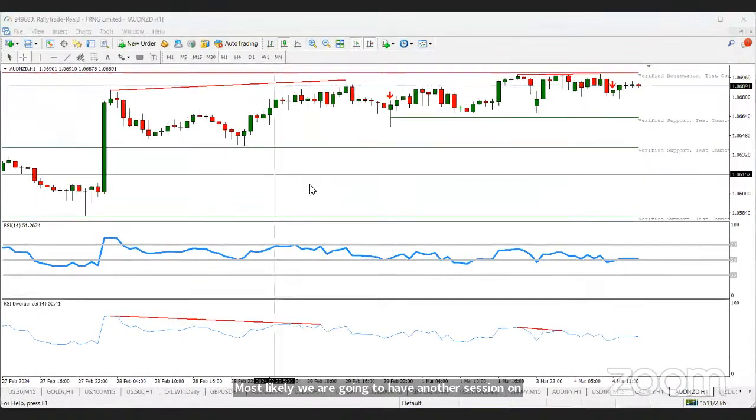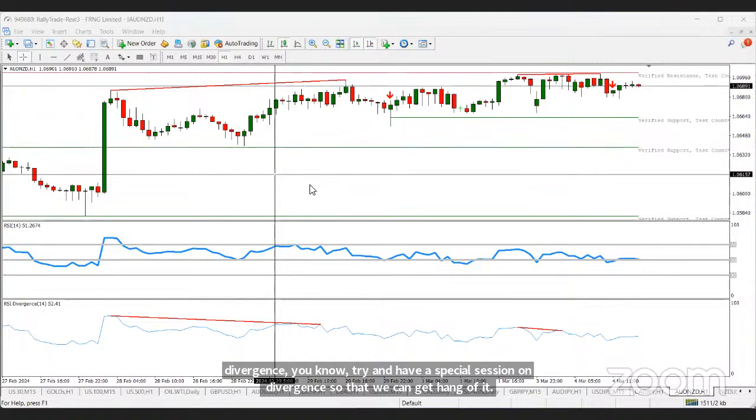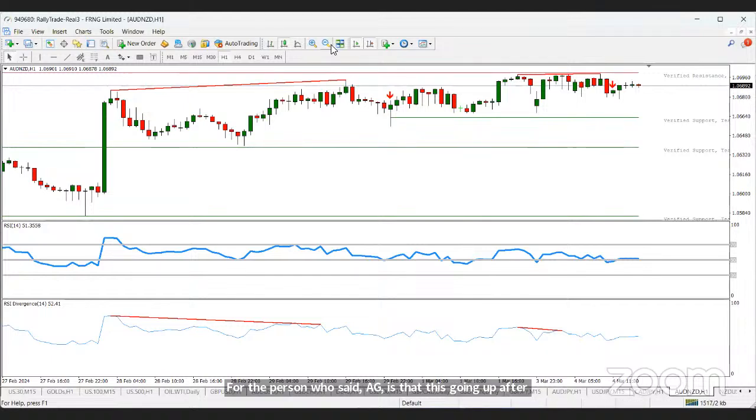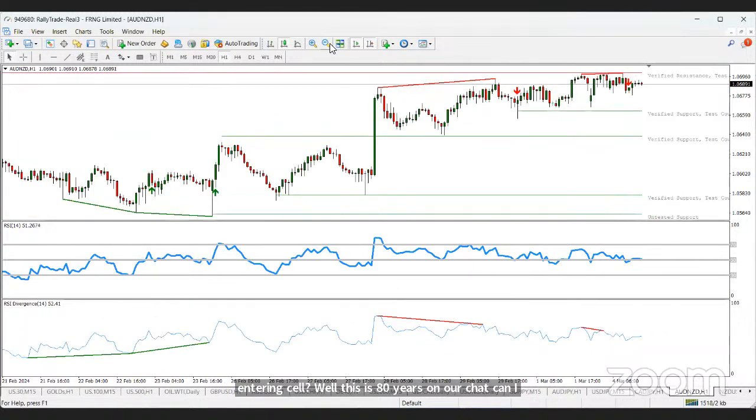For the person who said AUD NZD is going up after entering sell: well, this is AUD USD on our chart. I can assure you that it has not made more than 2 to 3 pips movement after you entered. So I really don't know why you're updating me on the movement of 2 to 3 pips against you.